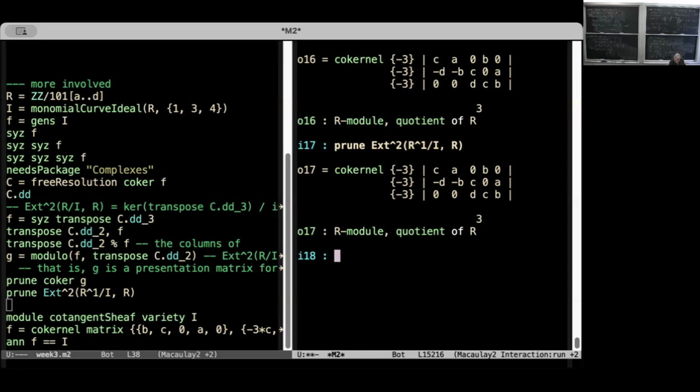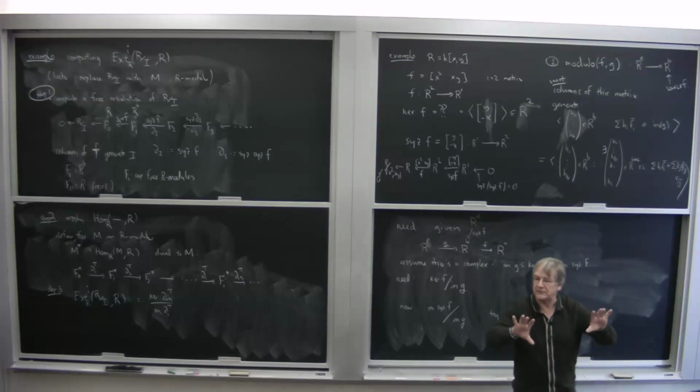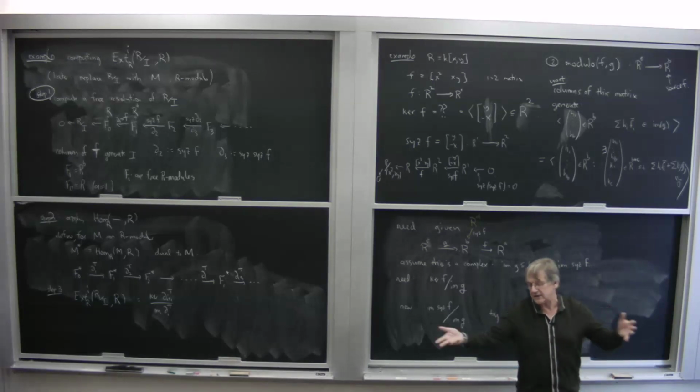Okay, that's good. Thanks. Question on syntax. Yes. You have transpose C.dd_2 comma F. What does that mean? Oh, I was just putting both matrices on one line. So it's just this thing comma that, and so it's a pair of things.